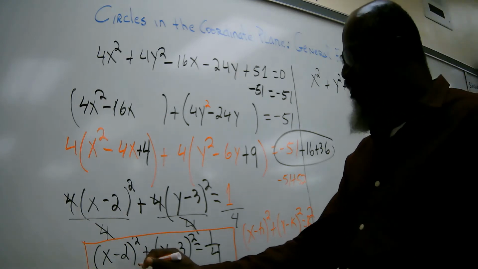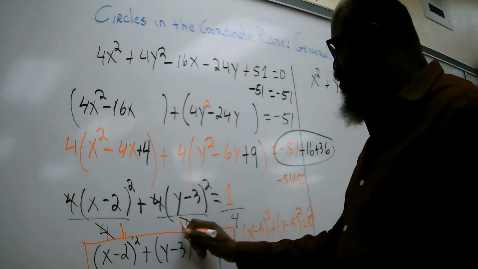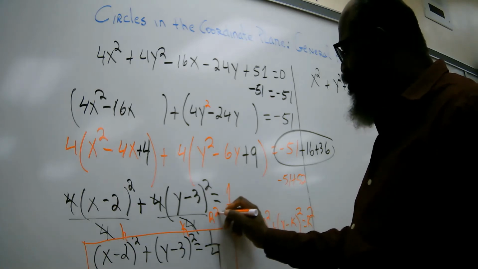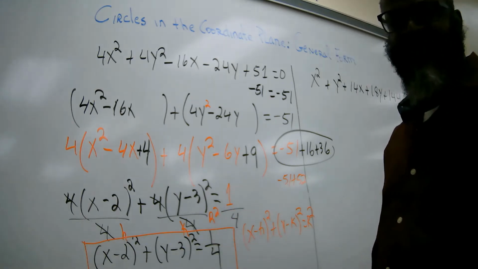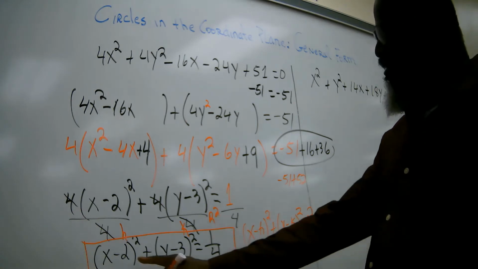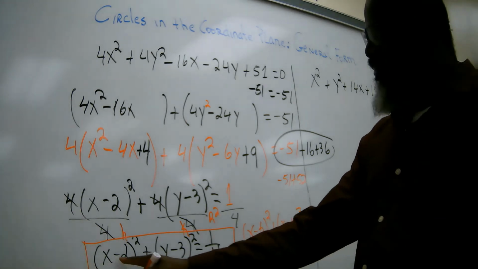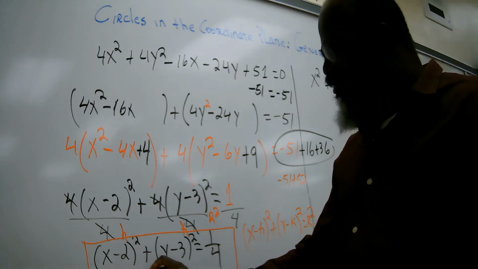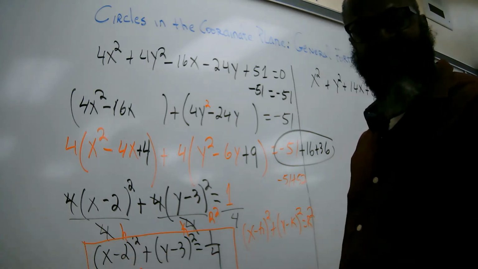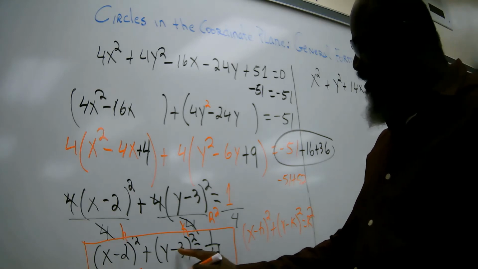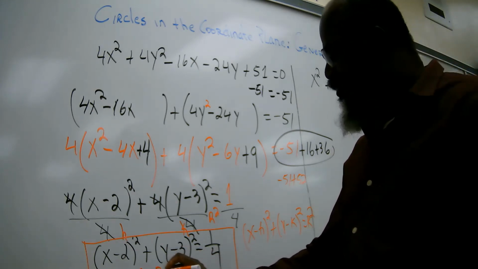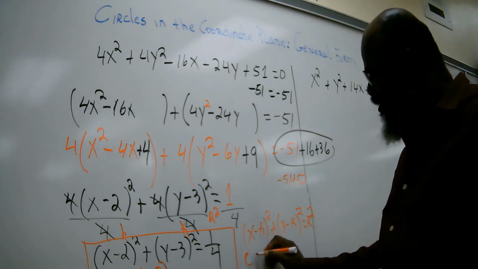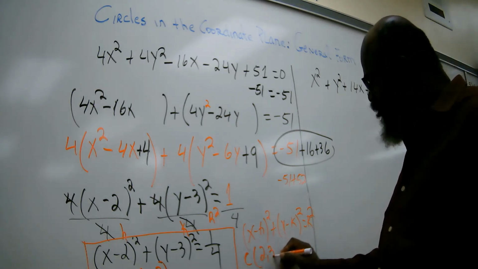Now we have to identify this is your h, this is your k, and this is your r squared. So we'll have to identify your (h, k), which is the center of the circle. In this case, whatever you see inside the parentheses, you have to take the opposite of it. In this case, the h will be 2. And you will take the opposite of negative 2, that will be 3. So the center of the circle will be (2, 3).